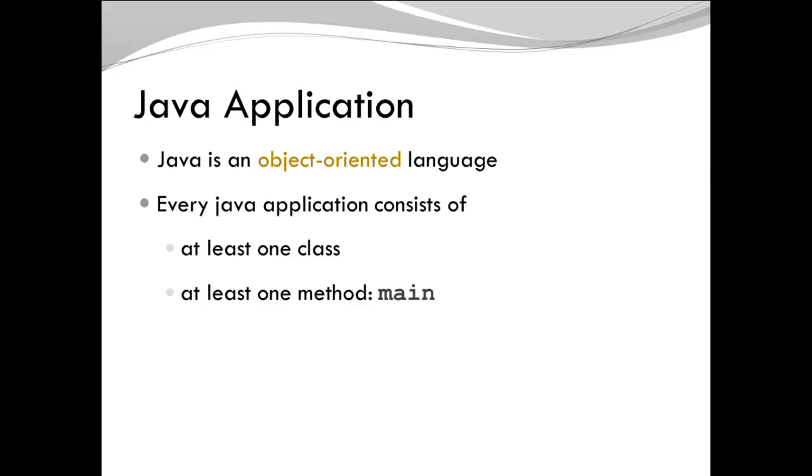In this video, I'm going to introduce you to print statements. In order to be able to write any statements, I need to start by creating a Java program. Java is an object-oriented language. Every Java application consists of at least one class and at least one method. Main.